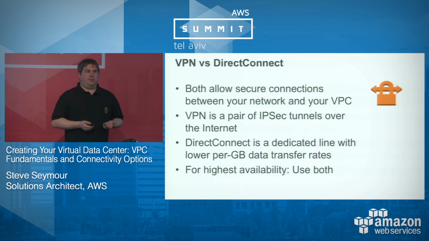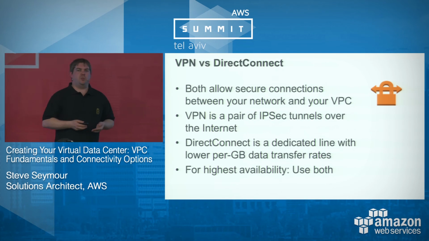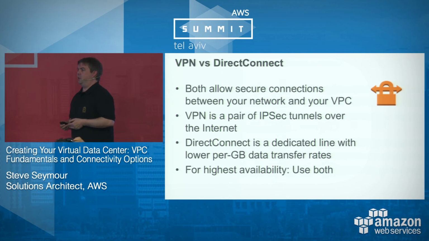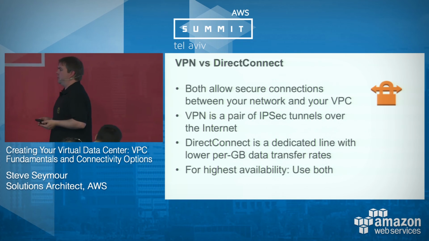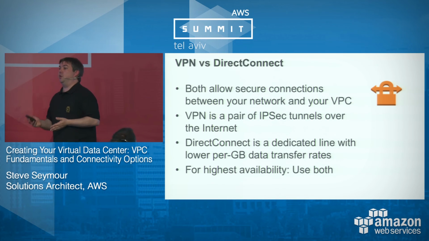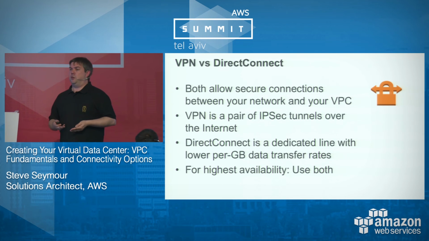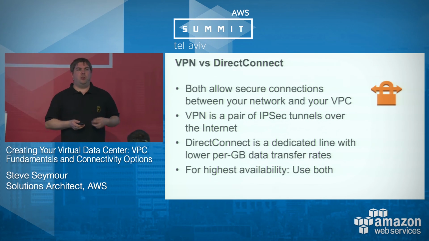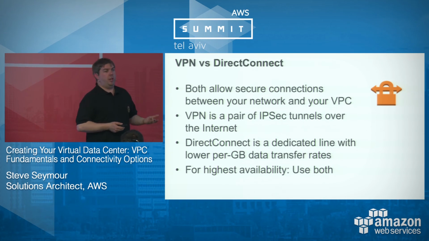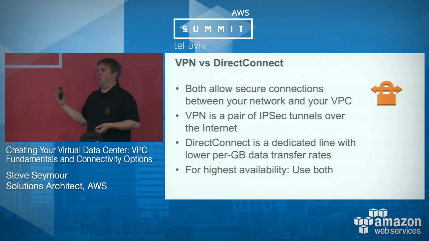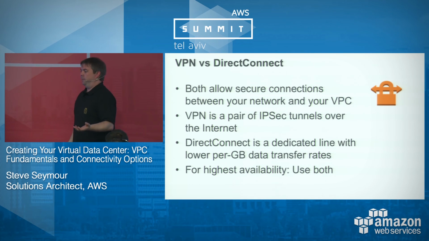Direct Connect is slightly different. Direct Connect is a physical connection between your network and AWS. So we have Direct Connect locations all around the world that are associated with our regions. We have equipment in those locations, routers, and you can then order a connection between your network, a physical piece of fiber, between one of our routers and your equipment.